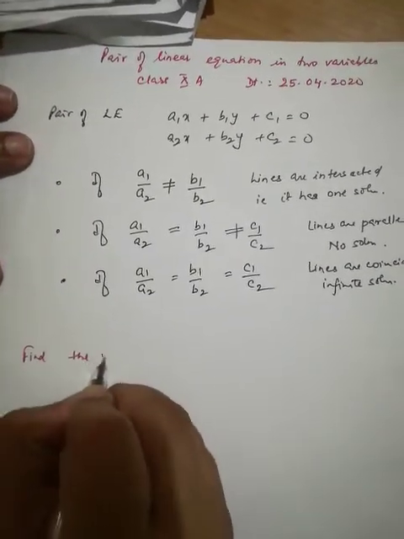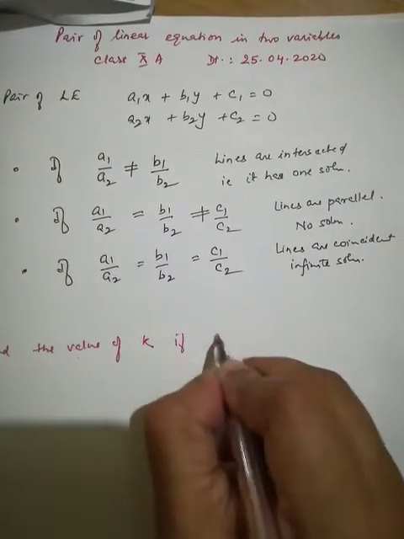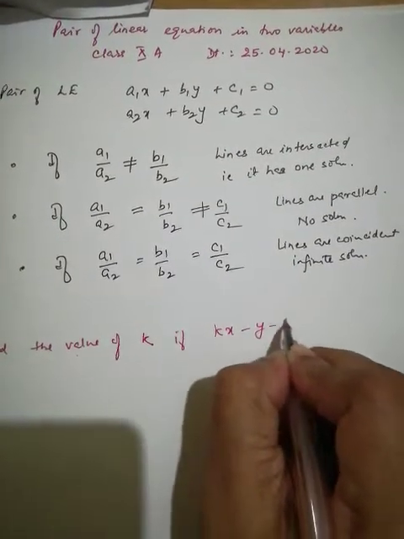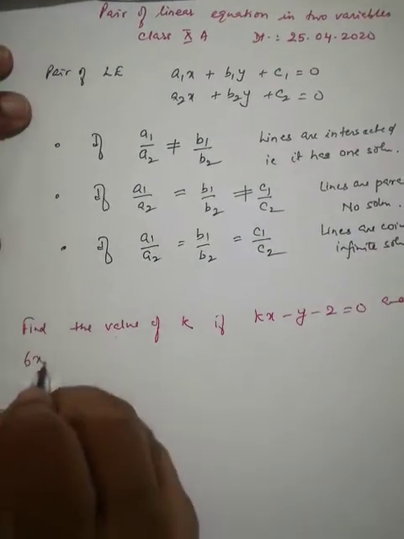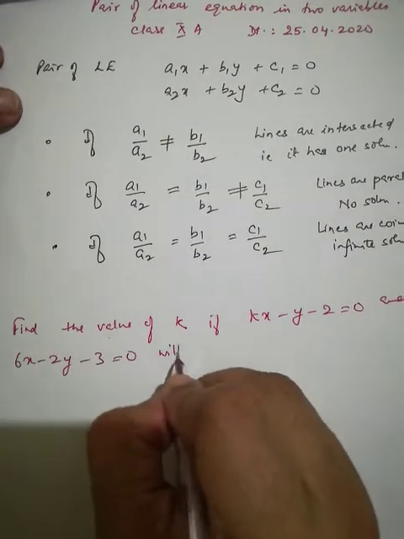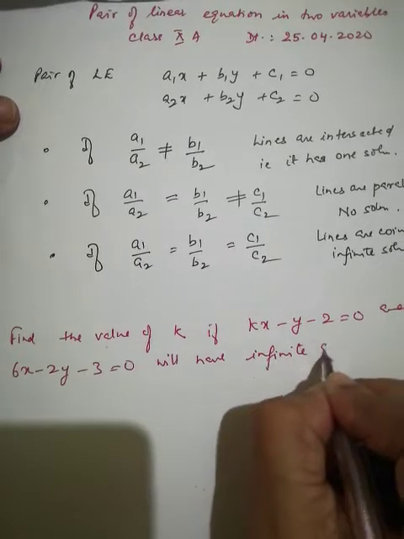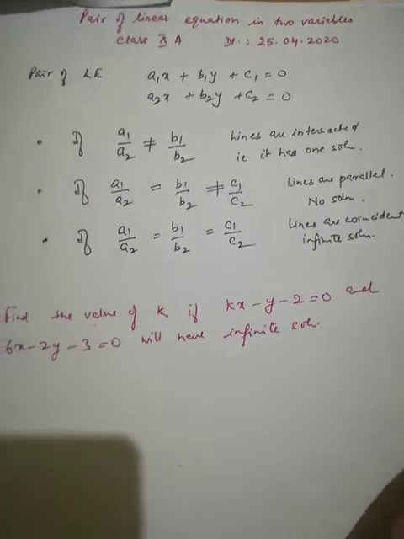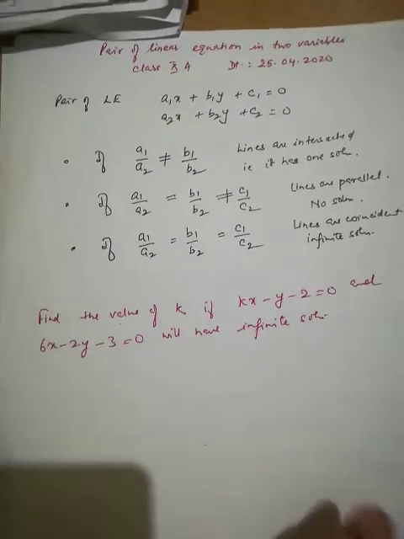Find the value of k if kx minus y minus 2 is equal to 0 and 6x minus 2y minus 3 is equal to 0 will have infinite solutions. Okay, so this is the condition. Here it is given that it is having infinite solutions and we are supposed to find the value of k.